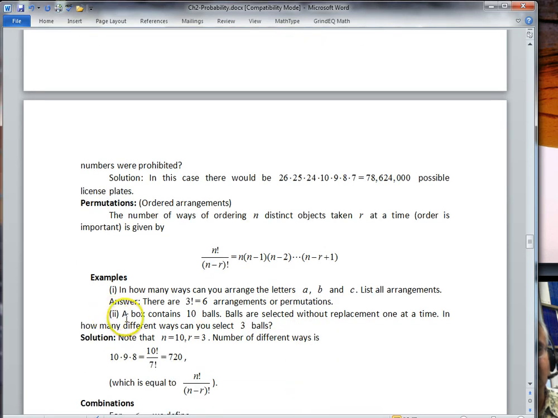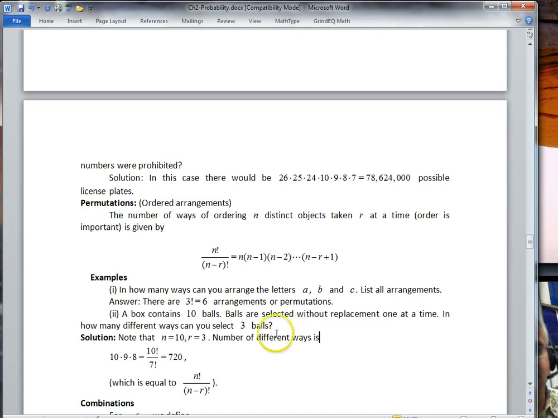Now if we have a box containing 10 balls, balls are selected without replacement. That's key here: without replacement, one at a time. So you pick the first one, don't put it back, and then pick the second one. In how many different ways can you select 3 balls and pick the third one?